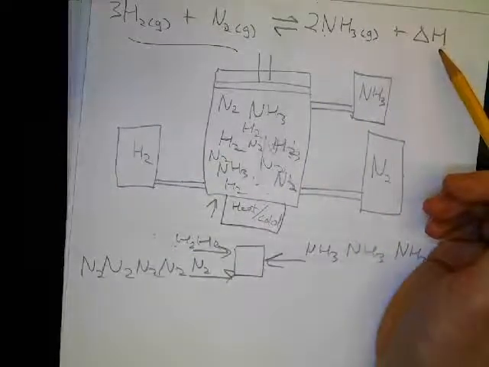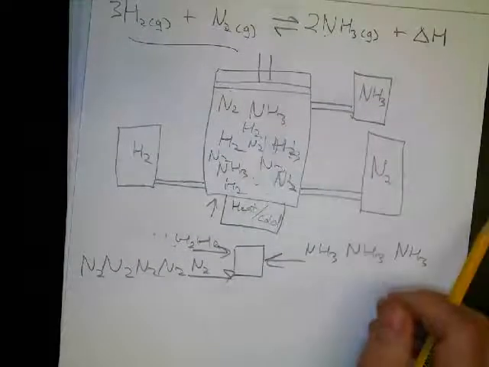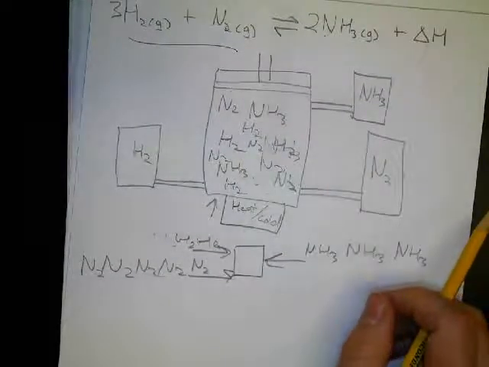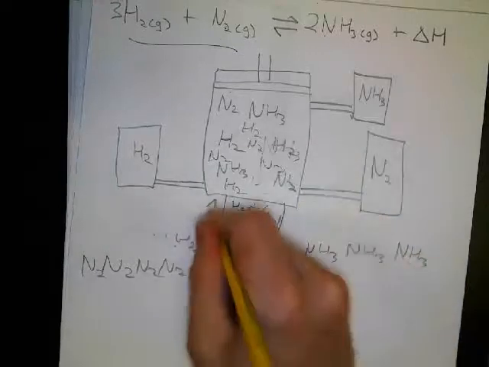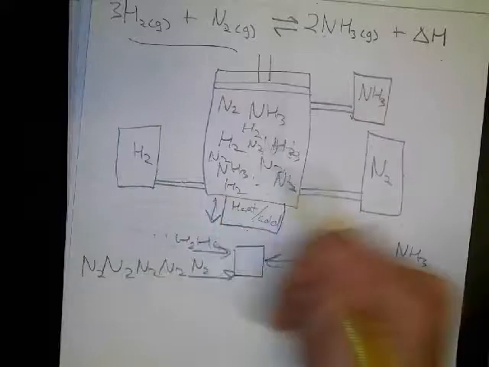If I added in that, it would make the backwards reaction faster. Okay? What if I cool it off? What if I take heat out of the system? If I take heat out of the system, well, heat was a product.